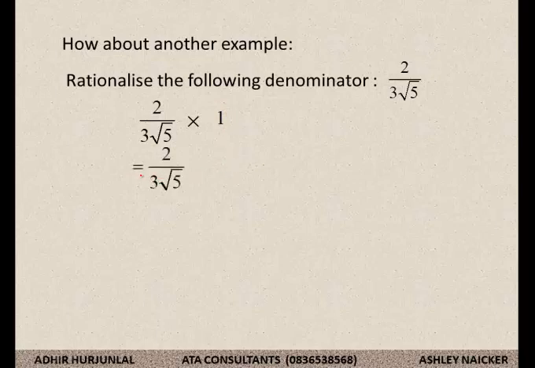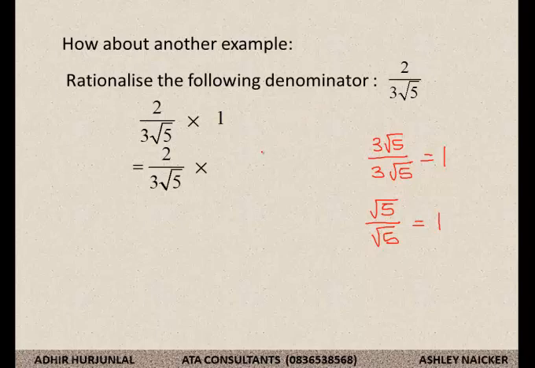I will say this is equal to 2 divided by root 3 multiplied by... Now before I go down here, this one, the 1, is the same as 3 root 5 over 3 root 5. That is still equal to 1. Also, what is equal to 1? Root 5 divided by root 5 is also equal to 1. Now it's a matter of which one do I choose.